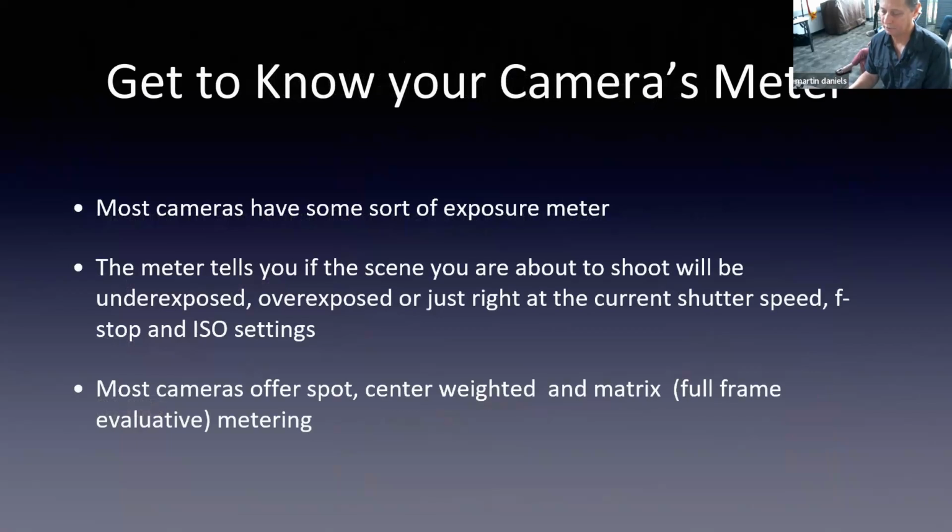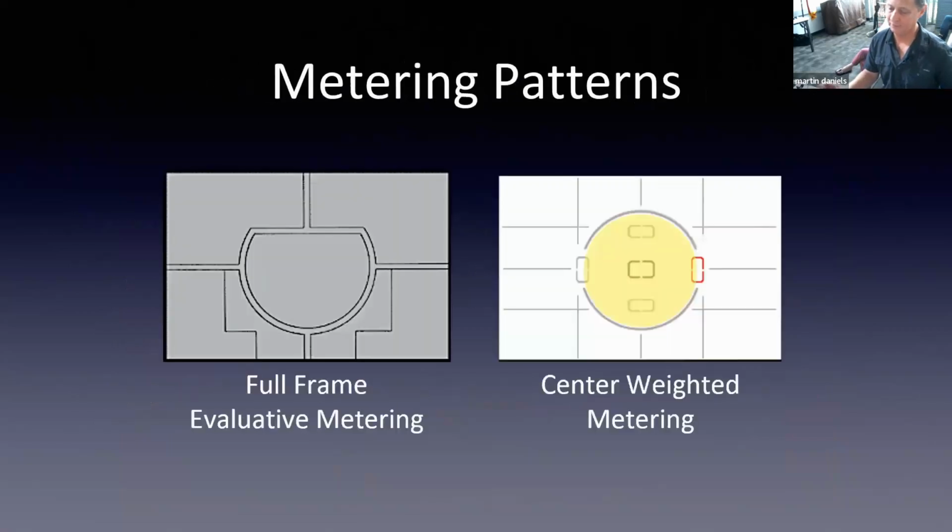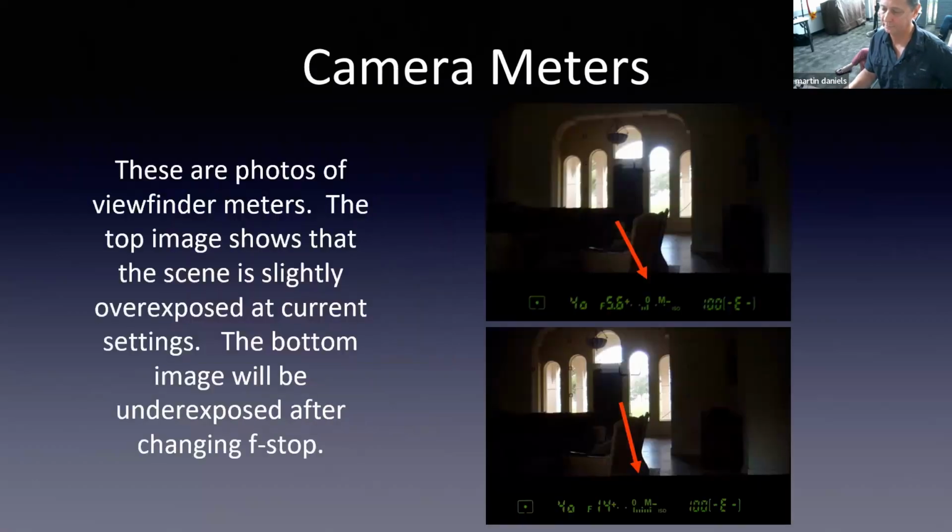Most cameras have an exposure meter. Has anybody ever used the exposure meter on their camera? If you're shooting manual, hopefully you do. If you're shooting wide angle, it'll tell you what your exposure with the current settings is going to be, overexposed or underexposed. And you can have full frame metering that looks at the whole image, or you can have spot metering that looks at the very center little dot, or center weighted metering which just looks at the center portion of the image to decide the exposure.